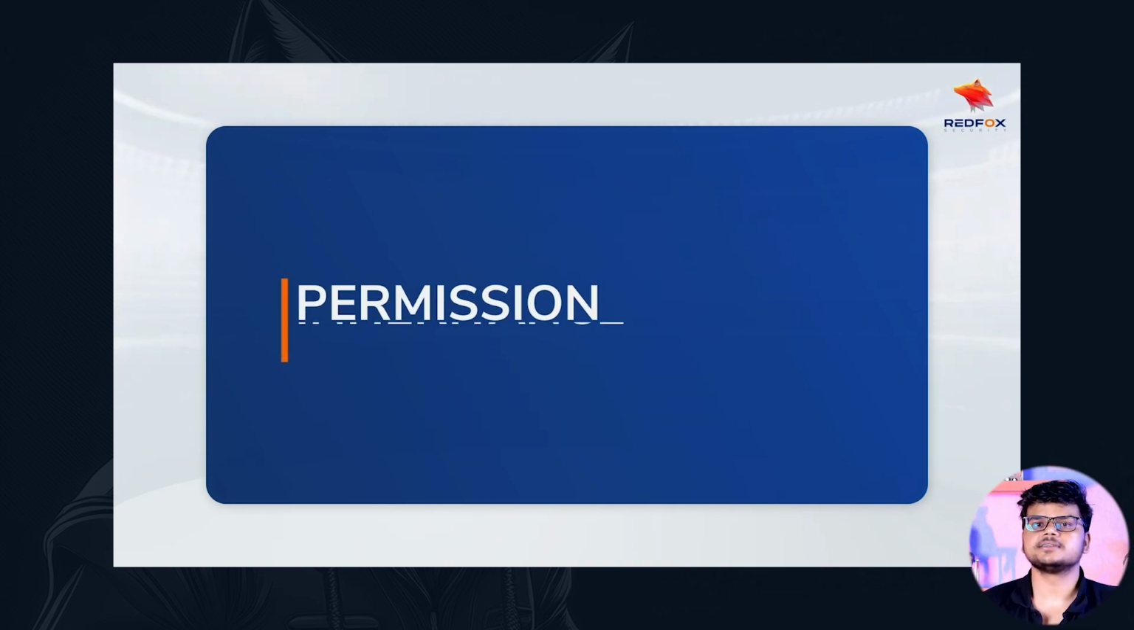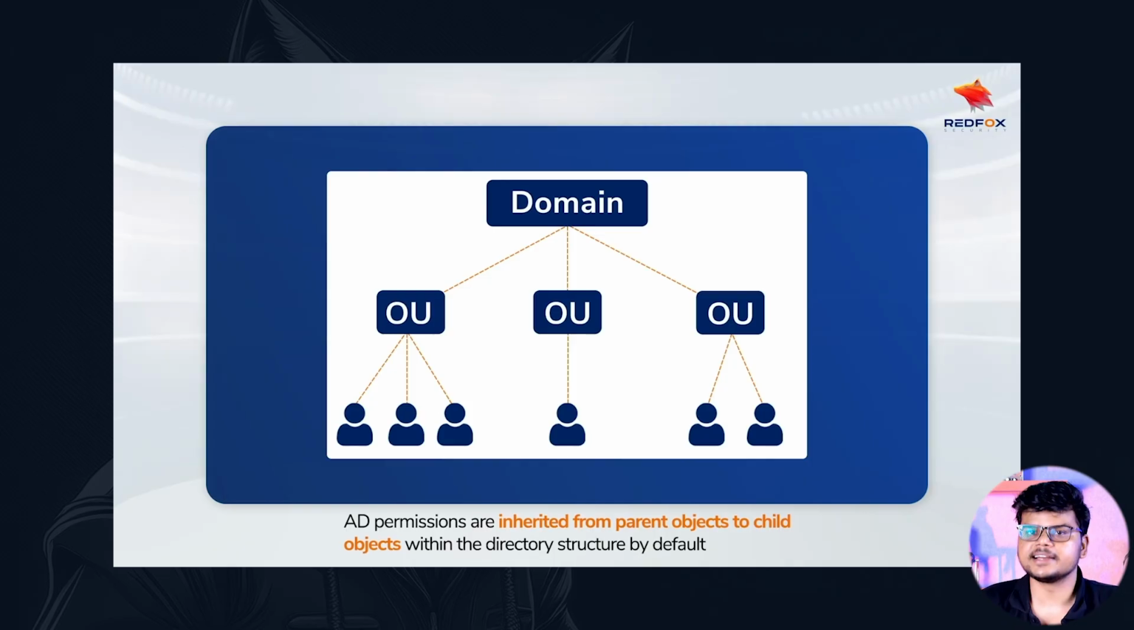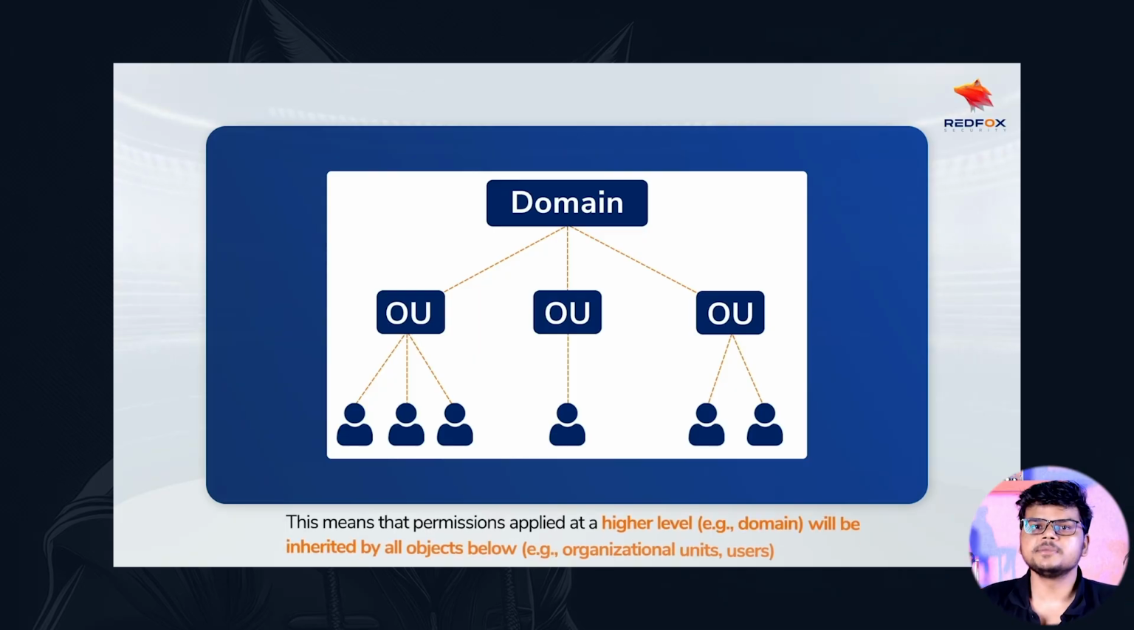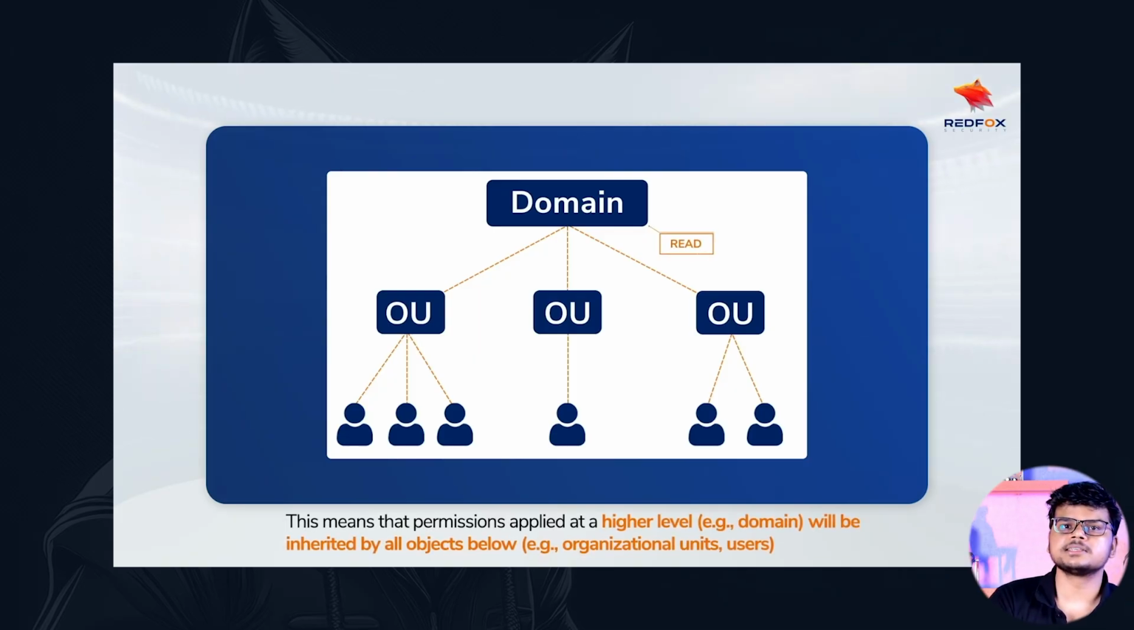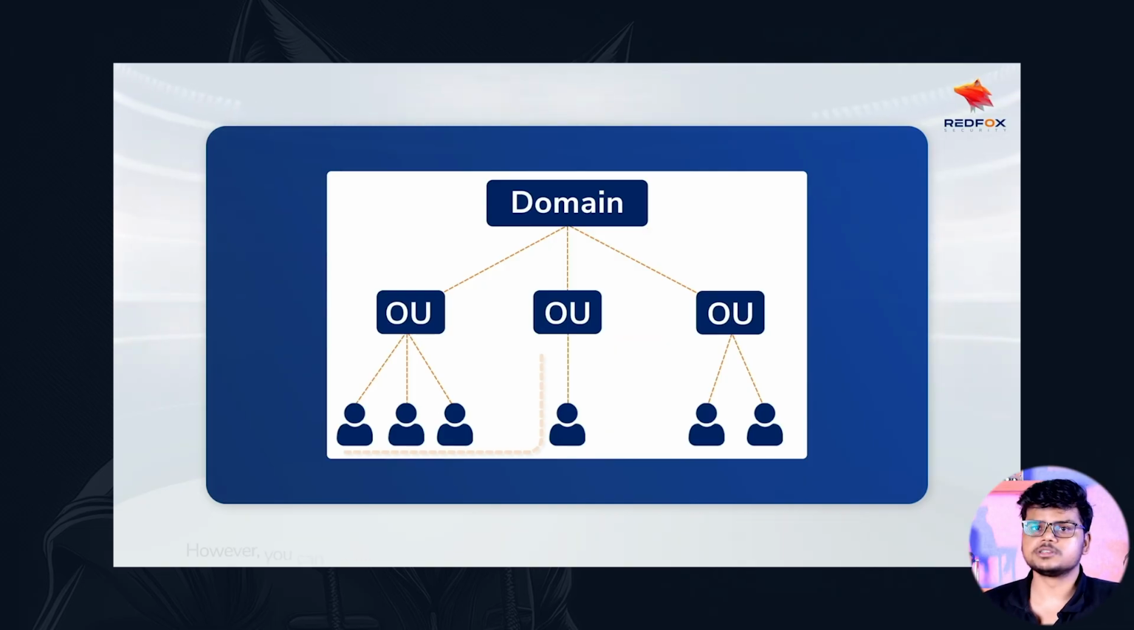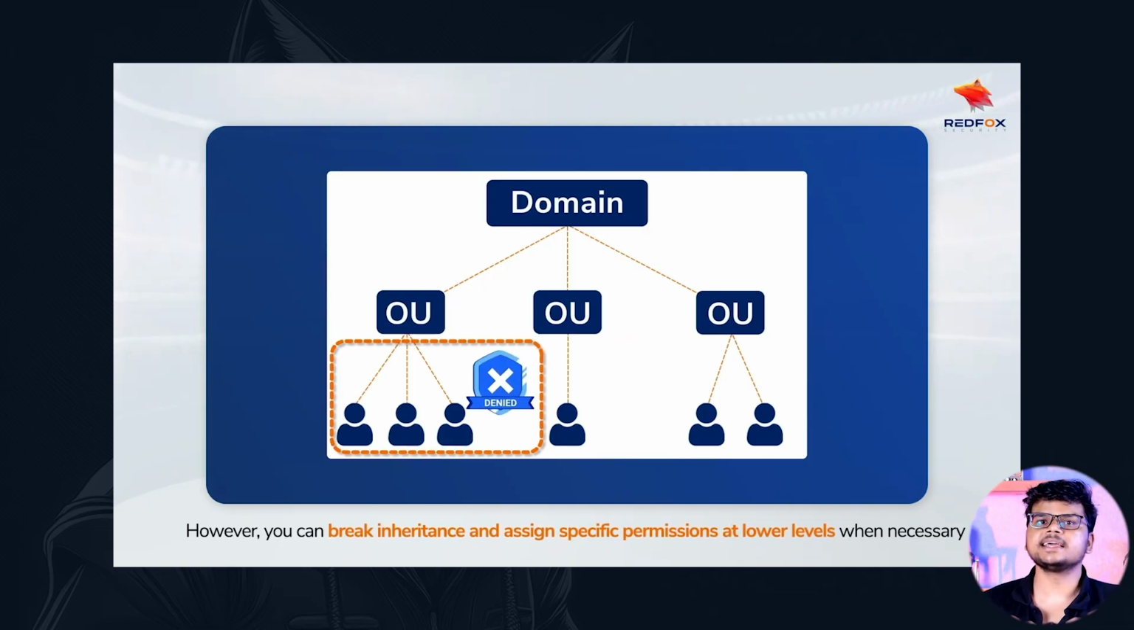Permission inheritance. AD permissions are inherited from parent object to child object within the directory structure by default. This means permissions applied at a higher level, for example the domain, will be inherited by all the objects below, for example organizational units or users. However, you can break inheritance and specify specific permissions at lower levels when necessary.